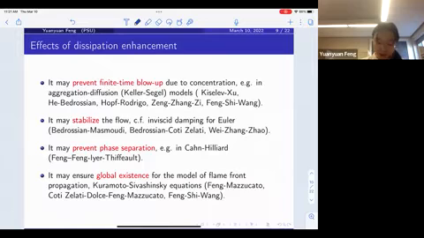It may ensure global existence for the model of flame front propagation, like the Kuramoto-Sivashinsky equation. It has been studied by Feng Mazzucato, Codizzelati Dossi, Feng Mazzucato, and Feng Shiwang. So today, for the second part of my talk, I would mainly focus on the applications to the Kuramoto-Sivashinsky equation.